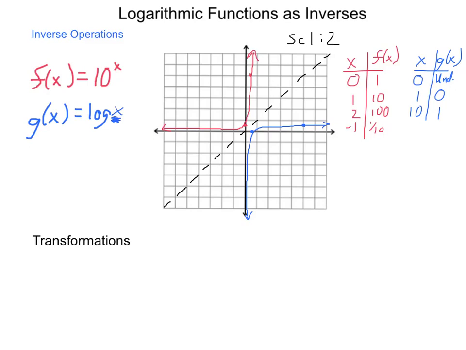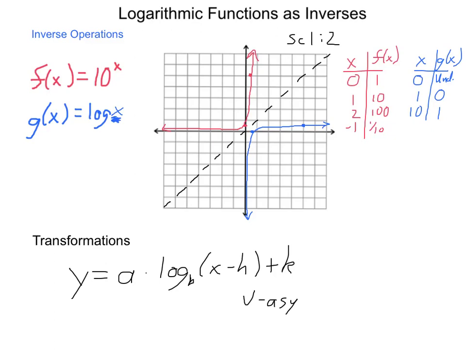We will have y equals a times log base b of x minus h plus k, which has a vertical asymptote at the value x equals h.